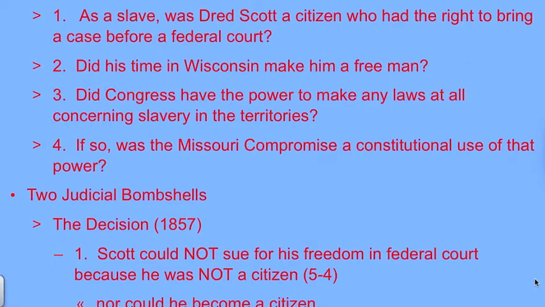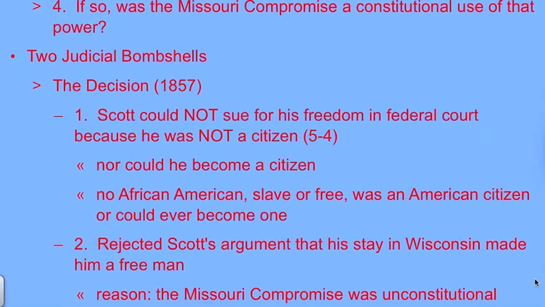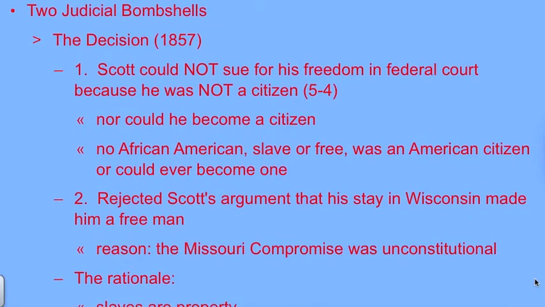So there were 4 big issues in the Dred Scott case. Issue number 1. As a slave, was Dred Scott a citizen who had the right to bring a case before a federal court? Number 2. Did his time in Wisconsin make him a free man? He was in a free state. Does that make him a free man? Number 3. Did Congress have the power to make any laws at all concerning slavery in the territories? And number 4. If they did have the power to make laws in the territories, was the Missouri Compromise a constitutional use of that power?